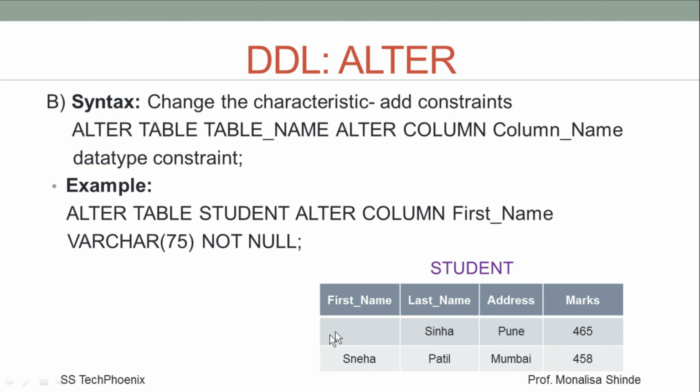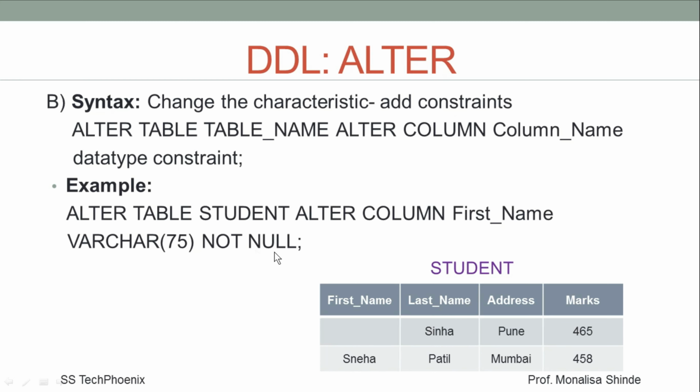But if we don't want such blank fields in this, then we can add a not null constraint. See, alter table, table name. Student is the table name. Alter column, column name. First name is the column name where we want to add the constraint. We have specified its data type, and now not null is the constraint name.